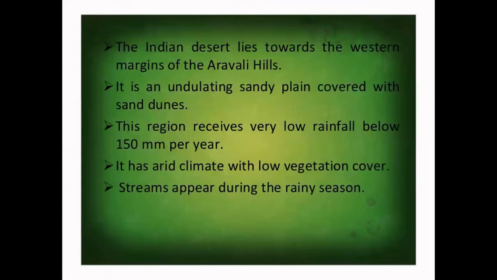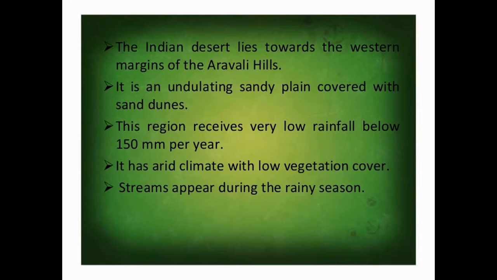It lies towards the western margins of the Aravalli Hills. It is an undulating sandy plain covered with sand dunes. This region receives very low rainfall, below 150 millimeters a year. It has an arid climate with low vegetation cover, and streams appear only during the rainy season.